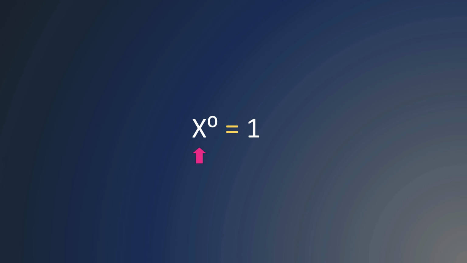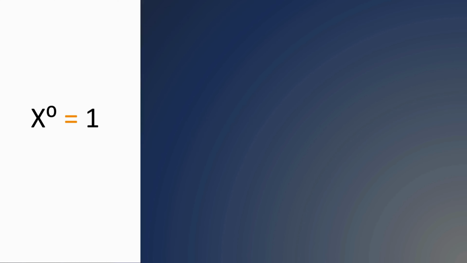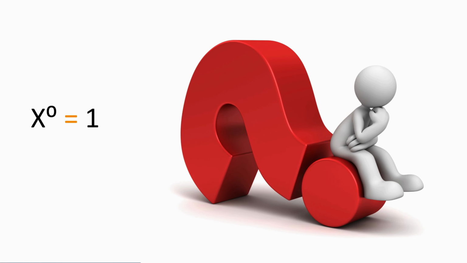This one says that anything raised to the power 0 is 1. So, x to the 0 power equals 1. You might be thinking, how does that work? If exponents are about repeated multiplication, how can you multiply something 0 times and get 1? This one might feel a little weird at first, but let's break it down.